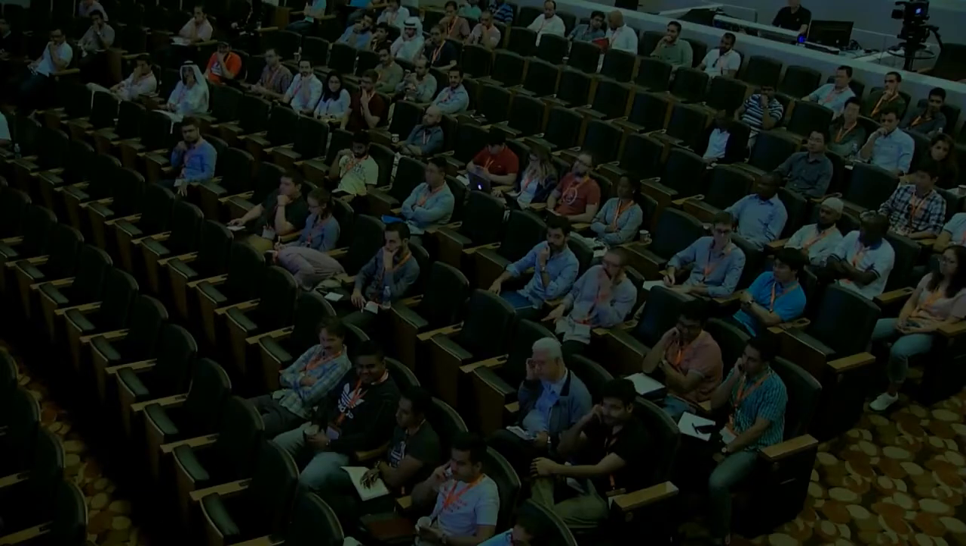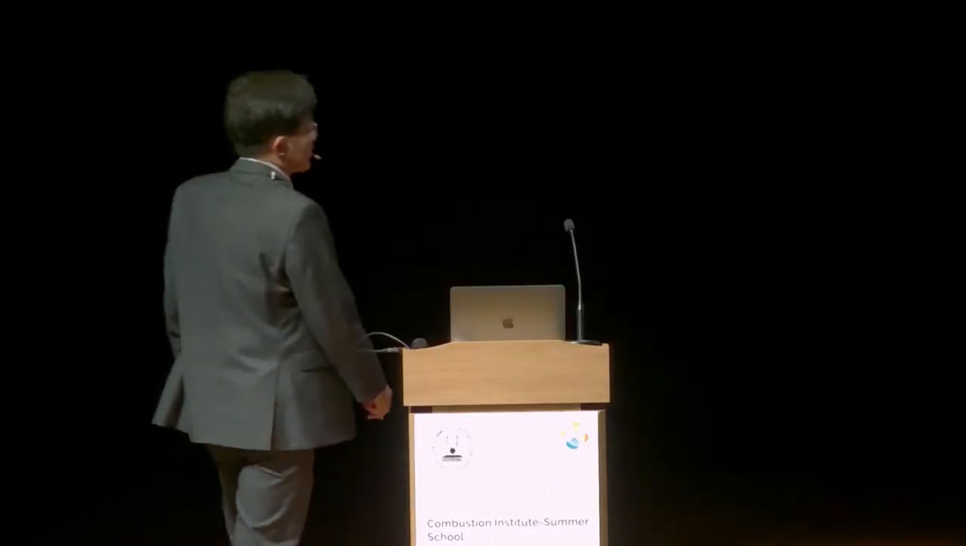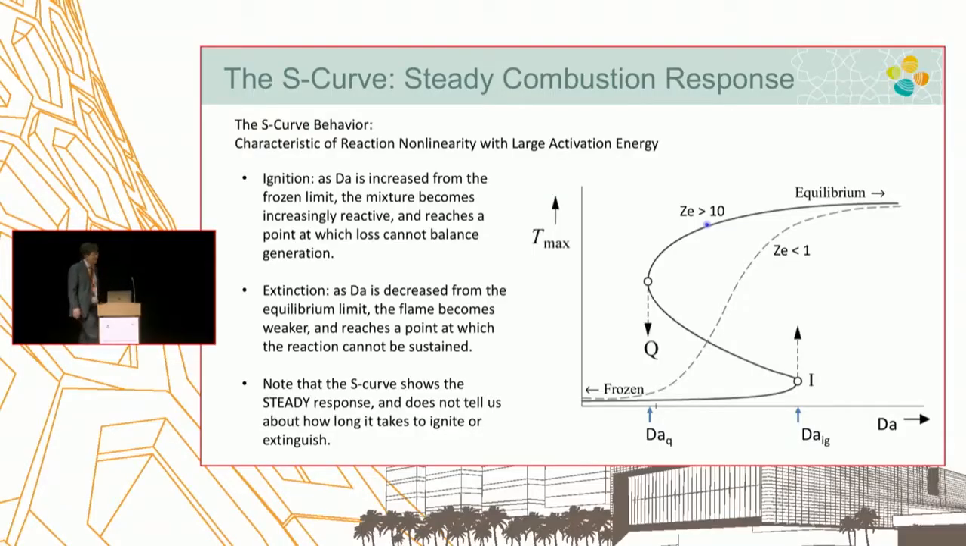This is a typical signature of a nonlinear system. The answer is already written on the board. It is the action of nonlinearity associated with activation energy. Chemical reaction is an exponential function, and the larger the activation energy, the more severe this nonlinearity gets. You can analyze a system and find that as the Zeldovich number gets smaller and smaller, the transition from frozen to the equilibrium limit can be made in a monotonic way.